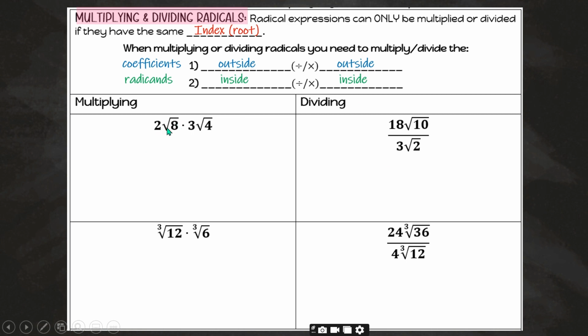We have 2 times the square root of 8 multiplied by 3 times the square root of 4. Well, I'm going to do 2 times 3. And then I'm going to do the square root of 8 times 4. So that becomes 6 square roots of 32. But I'm not done because now I must simplify that radical of 32. Well, the square root of 32 can also be written as the square root of 16 times the square root of 2. And the square root of 16 is equal to 4. So because 32 simplifies into 4 square roots of 2, I now have to multiply 6 times the 4. So I'm going to get 24 square roots of 2.